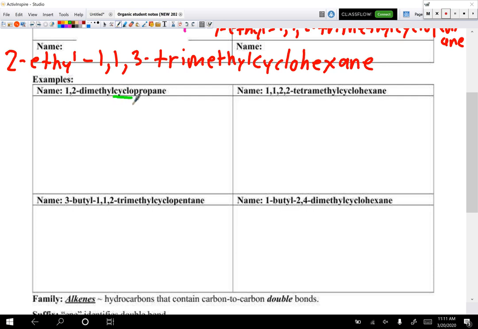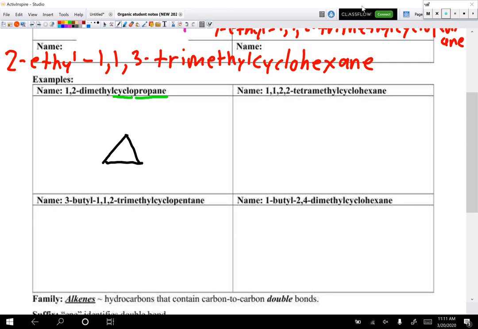So we see the word cyclo, so we know it's going to be a closed structure, and we see propane. So propane we know is 3 carbons, right? So prop is 3. So therefore, we need to draw 3 carbons in a closed ring. So that means I'm going to do line formula. So we got 1, 2, 3. That is what cyclopropane is going to look like. It's just a triangle. That's how we get 3 carbons in a closed ring.